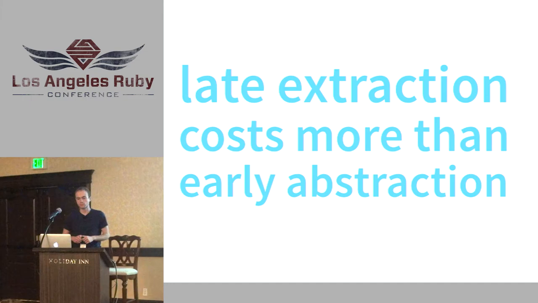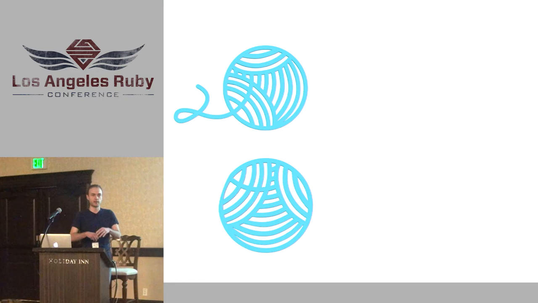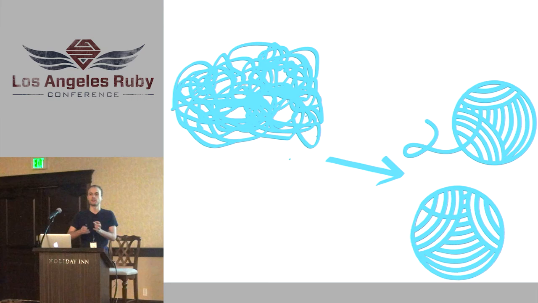What do I mean by that? Well, imagine you have two balls of yarn. I experimented before this talk, tried it out, and it turns out it's very easy to take those two balls of yarn and make one big nasty tangle of yarn. But if you have one big nasty tangle of yarn, it's very, very difficult to figure out how to make two neatly, perfectly constructed balls of yarn out of that. That takes a lot more effort.